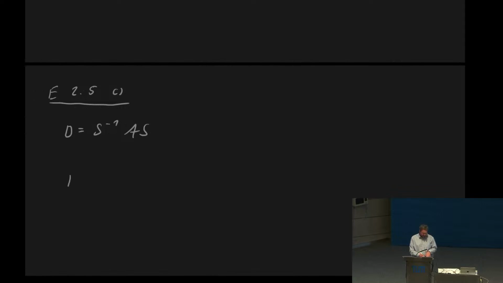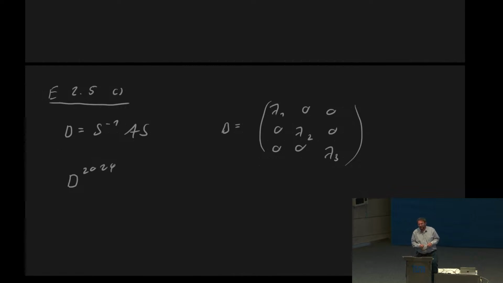And the first hint is, if we wanted to compute D to the 2024, how would we do that? Well, D, you know that's a diagonal matrix. There are eigenvalues on the diagonal. It's a 3 by 3 matrix, right? So that should look something like this here. Don't know the actual values, but lambda 1, lambda 2, lambda 3, those are the eigenvalues. So D looks like that.